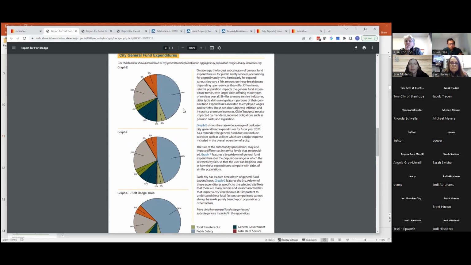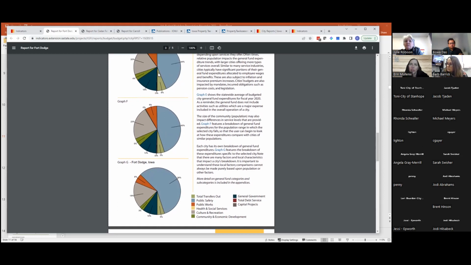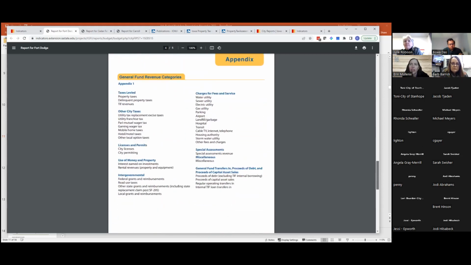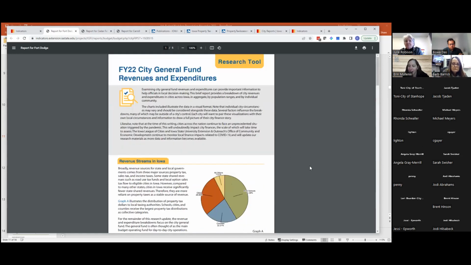So if we go to the next page, it's the general fund expenditures breakdown, and very similar to the revenue side. The top graph, graph E, is the statewide average. Graph F there is showing the peer population group, and then graph G is the city specific. So again, this is Fort Dodge, just for example purposes. And again, the population group, actually this one compared to the statewide averages is pretty close. But in this case, public safety takes up a little bit more compared to some of these averages in Fort Dodge than those other average ranges. And then we just have the appendix so that you can see what falls under each one of those categories a little bit more specifically. So this tool is out there for all 940 cities to pull up their custom charts and comparisons.